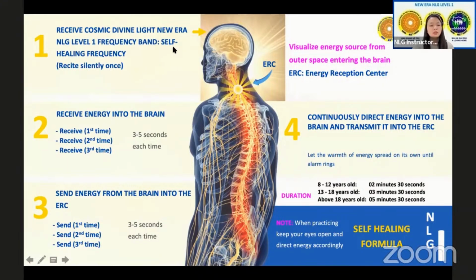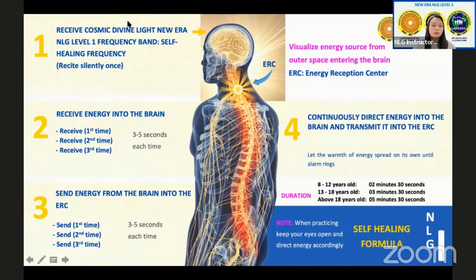The next one is the self-healing frequency. Now, as the name suggests, this is the frequency that you will be using to give yourself healing support. Of course, the practice duration still depends on your age. 8 to 12 years old, the practice duration will be 2 minutes and 30 seconds. 13 to 18 years old, 3 minutes and 30 seconds. And above 18 years old, 5 minutes and 30 seconds. Of course, when you practice, keep your eyes open and direct energy accordingly.